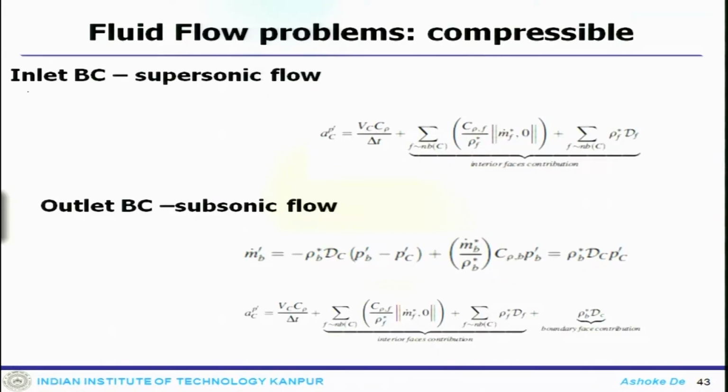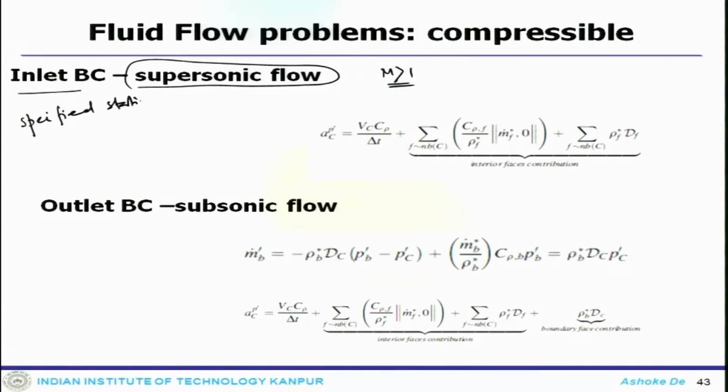Now, you could also have an inlet boundary condition which is supersonic, that means Mach number is greater than 1. So, in that case you can again have a situation with specified static pressure, that means Pb is known, Vb is also known and Tb is also known. So, it is specified P, T and V.